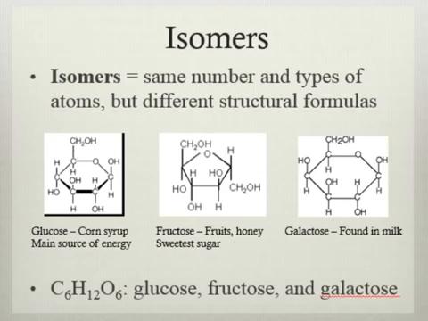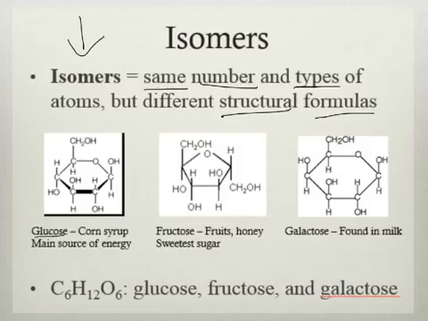So when we have a situation like this, where we have a structure that has the same number and types of atoms, so in other words, they have the same formula, but they have different structures, those atoms are in different places, we call that an isomer. So in this case, glucose, fructose, and galactose are isomers of one another because they have the same number and types of atoms, but those atoms are in different places. They have different structural formulas, and therefore they have different properties.